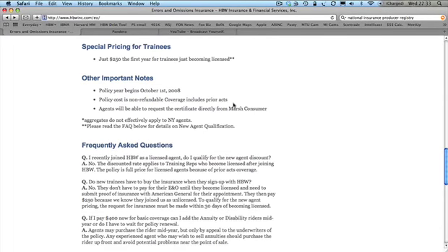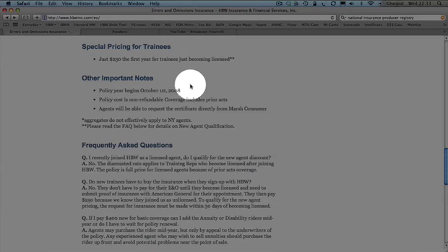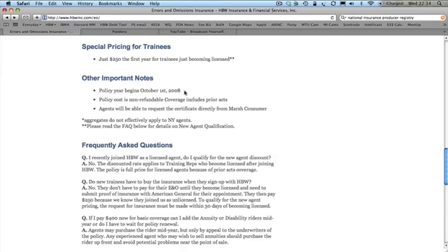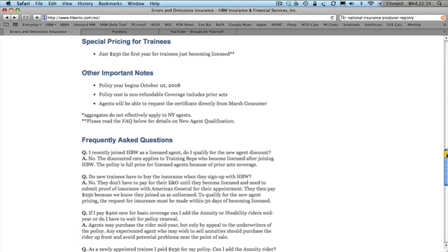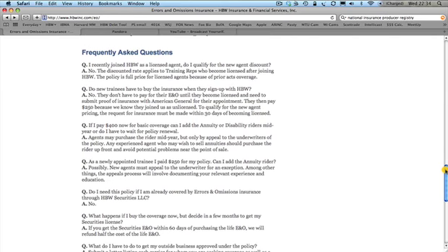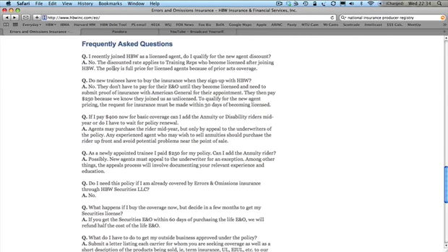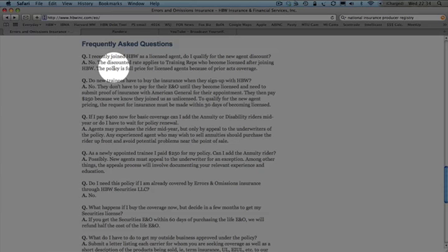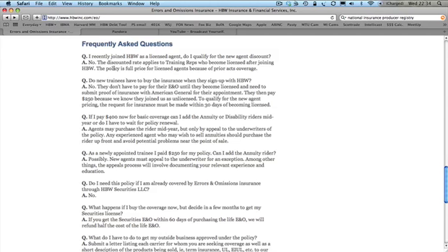Okay. Couple of other important notes. The policy year always begins October 1st. 2008 is outdated. Every October 1st you get a new policy. You got to pay the new premium. It's a non-refundable policy, and we're going to talk about that in just a minute. There's a couple of frequently asked questions here. I recently joined HBW as a licensed agent. Do I qualify for the new agent discount? No.